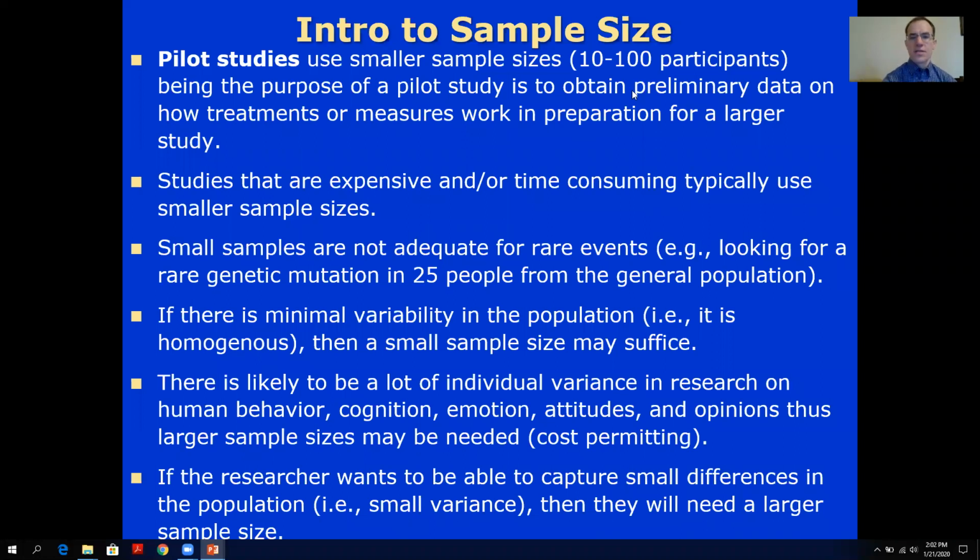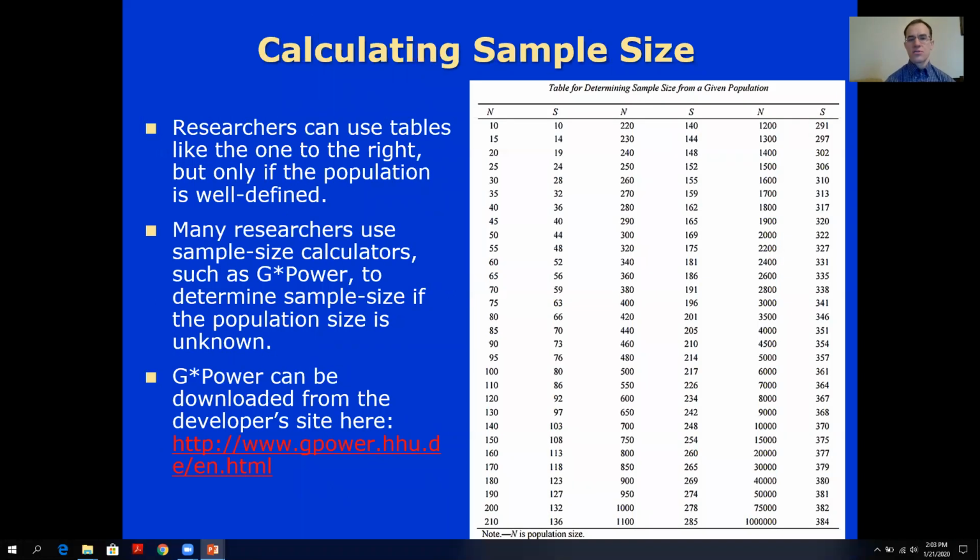Now, there are ways to calculate sample size. Researchers can use tables like the one here. And the idea here is that it can be well defined, but it's only if the population is well defined. So for example, let's say you knew that the entire population represented by N is 10 individuals, then you would need a sample size of 10 to represent that entire population.